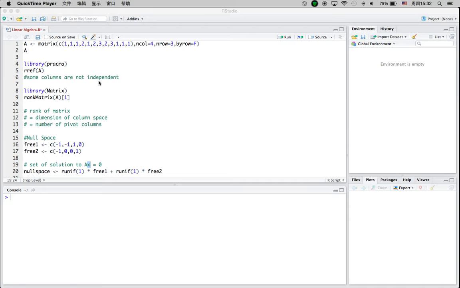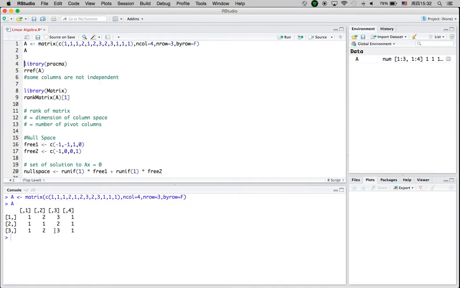Hi, today I'm going to talk about some basic concepts in linear algebra. So first of all, let's take a look at this matrix A here, where we have 3 rows and 4 columns. If you take a careful look at this matrix, you will notice that not all the columns are linearly independent.